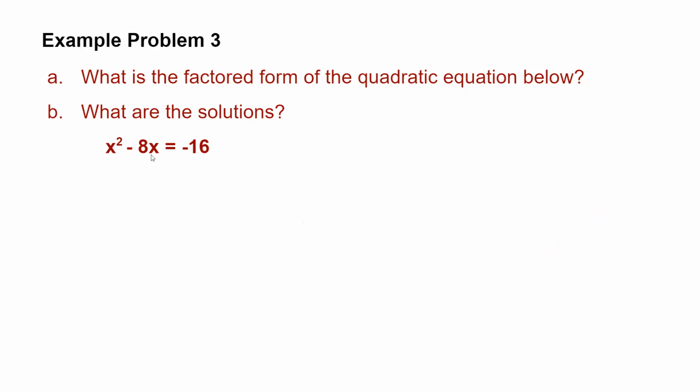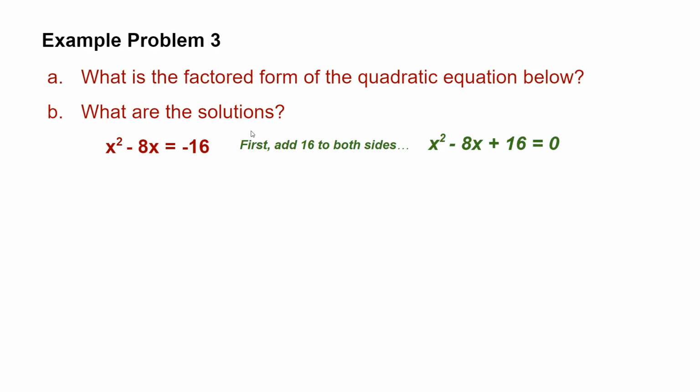X squared minus 8x equals minus 16. We can see that this is not set equal to 0. So what we need to do is to add 16 to both sides. And that's going to give us this. Now this looks more like a quadratic equation. X squared minus 8x plus 16 equals 0.